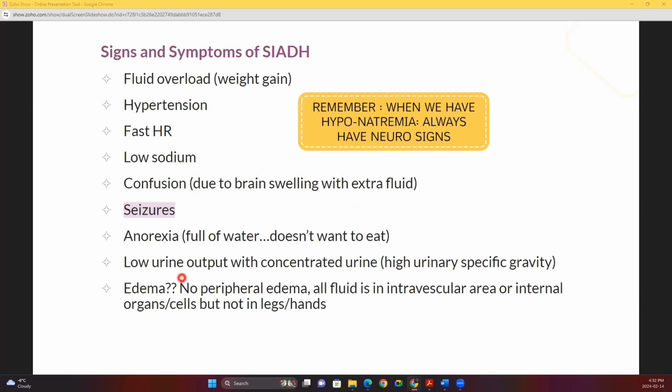How about edema? Do they have edema? Please remember, this is a disease where the patient is having too much water inside, fluid inside, but not having edema. And where is the fluid? Fluid is in the blood, intravascular area. Vessels mean your blood, where the blood vessels are, or the organs such as your brain, not in the legs and hands. All right, so that is number one thing.